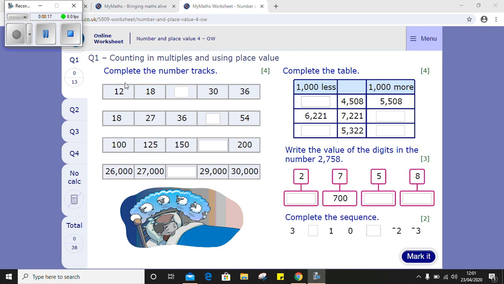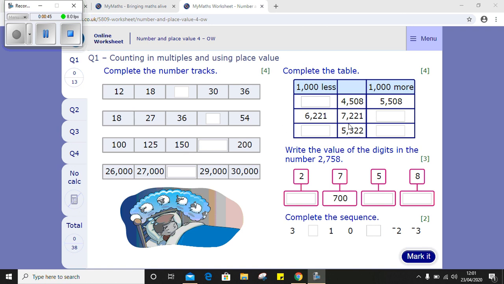So we're jumping from 12, 18, missing number, 30, 36. So you need to check how much it's going up in, how much it's ascending by each time, and fill in the missing number. Here we've got 18, 27, 36, missing number, 54. So see how much it's ascending by each time. 100, 125, 150, missing number, 200. See how much it's ascending by each time.